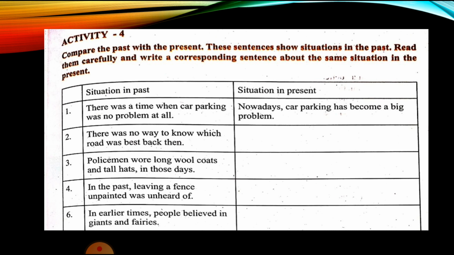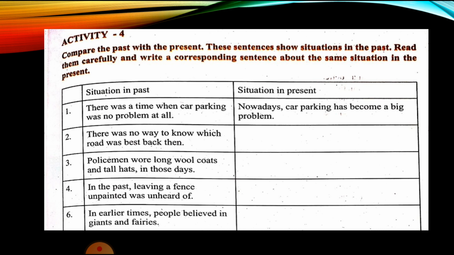So first one, there was a time when car parking was no problem at all. See, in the situation in the past, there was no problem at all with car parking, and what is the situation when we talk about the present? Nowadays car parking has become a big problem, and before it was not a problem.